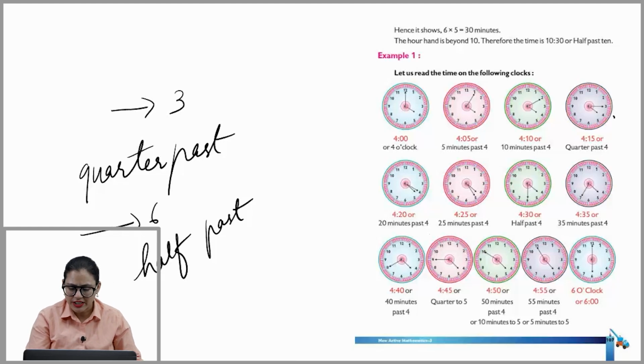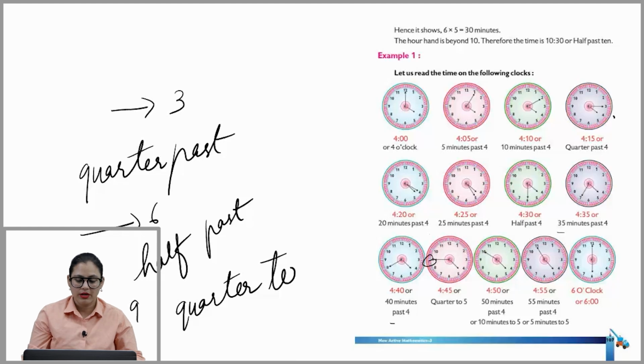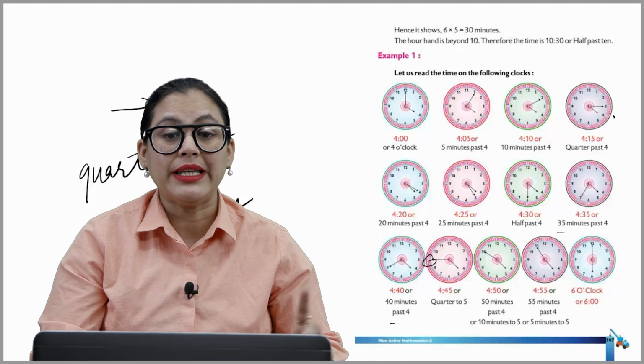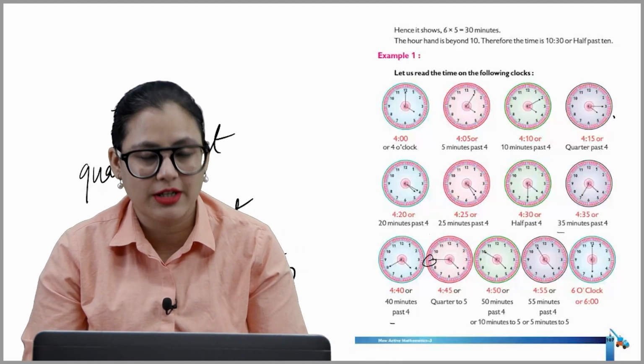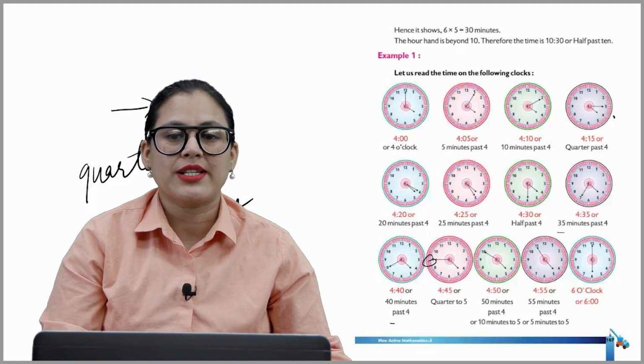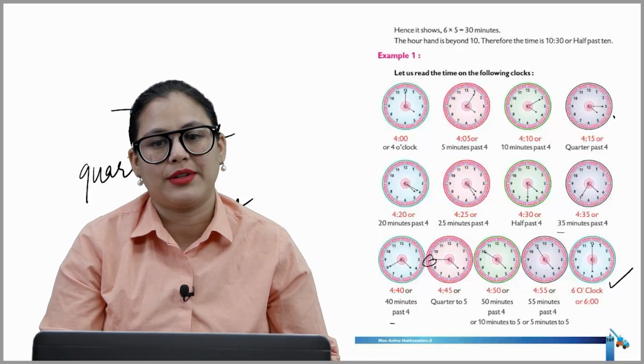Then at 7, it is 35 minutes past 4. Then at 8, 40 minutes past 4. Then 45 means at 9, it is 4:45 or quarter to 5. Whenever minute hand is at 9, we write quarter to, okay. Always remember that. Then at 10, 50 minutes past 4 or 10 minutes to 5, we can write it this way also. Then at 11, 55 minutes past 4 or 5 minutes to 5. And now it's 5 o'clock, okay.